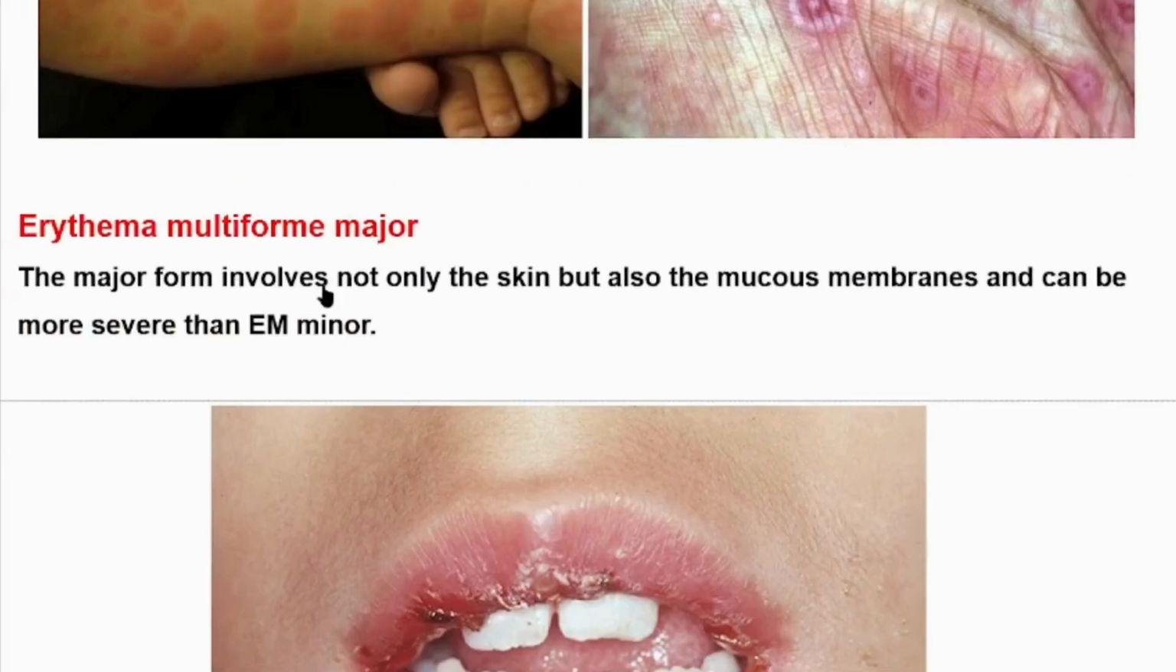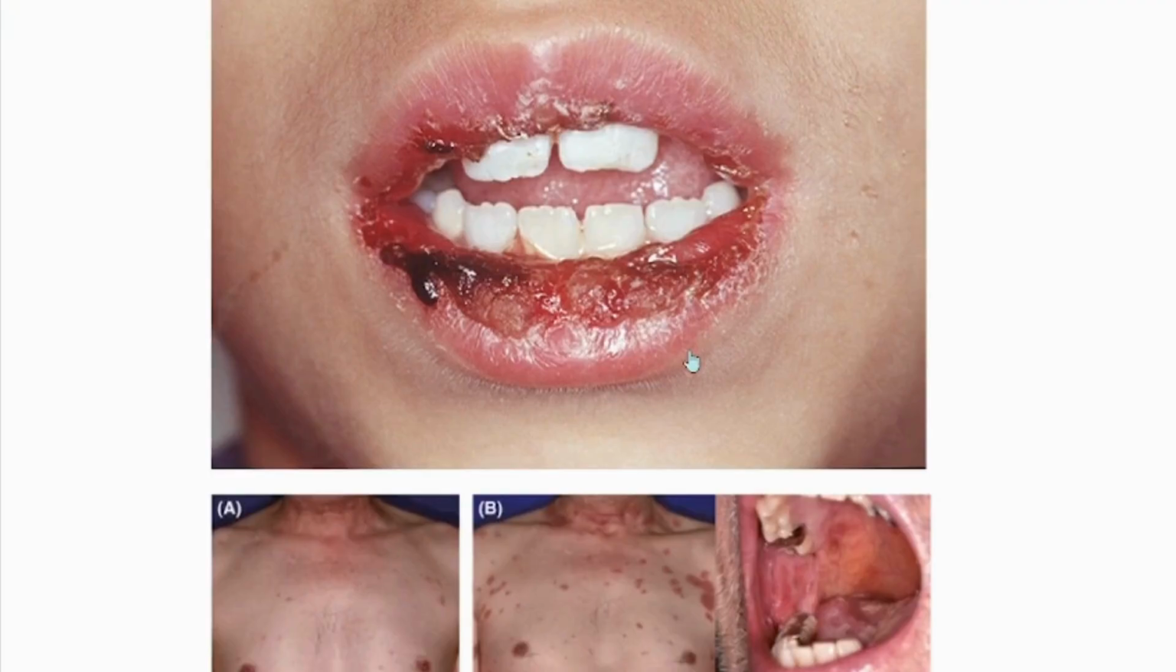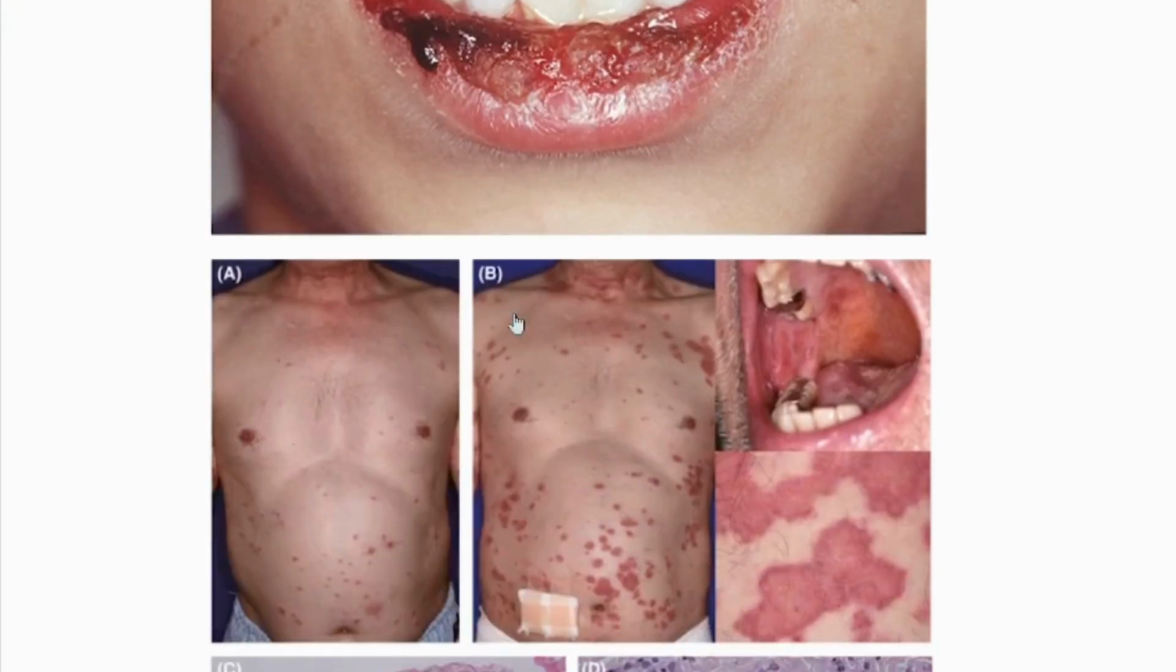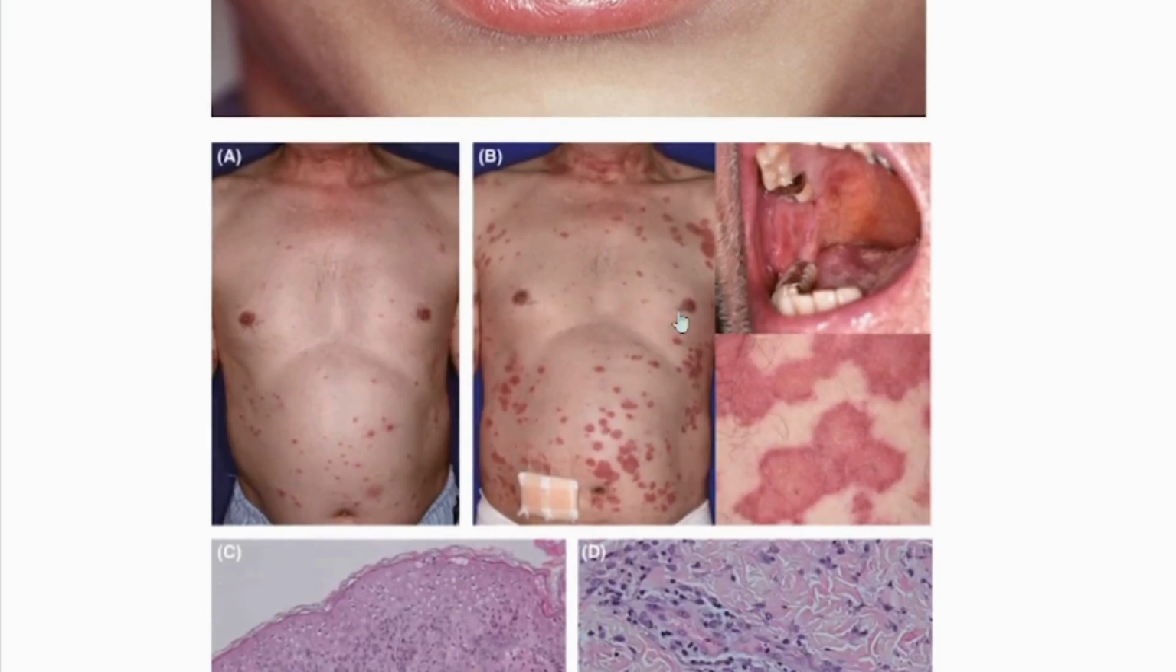Erythema multiforme major. The major form involves not only the skin but also the mucous membranes and can be more severe than erythema multiforme minor. Here we can see the involvement of the patient with erythema multiforme. The involvement of mucous membrane, the mouth and the body, of a patient with the diagnosis of erythema multiforme.